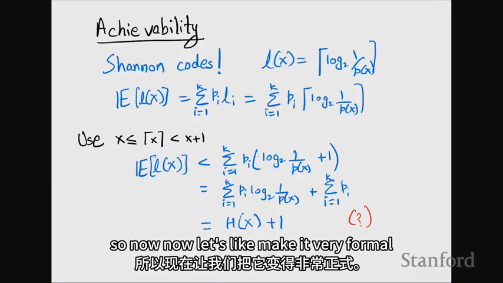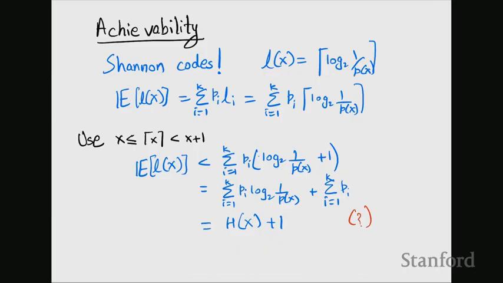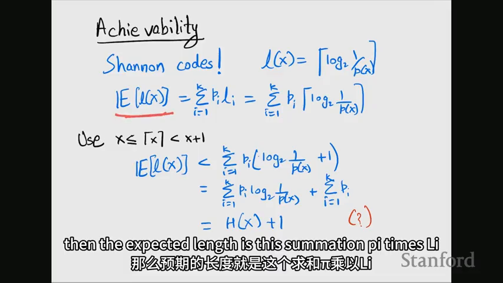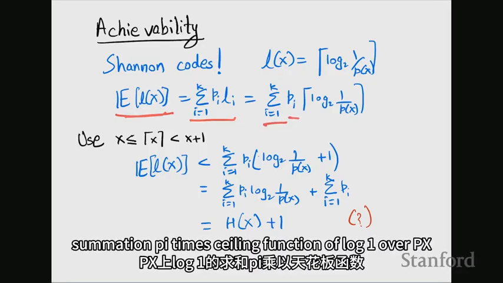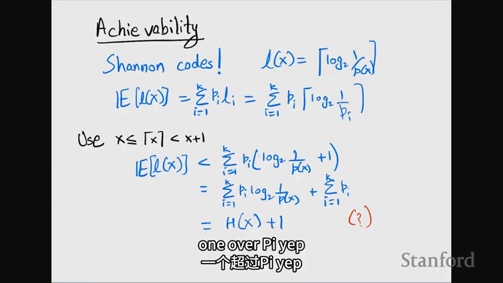So now let's make it very formal. If you have lengths equal to ceiling of log 1 over px, then the expected length is the summation of pi times li, which is the summation of pi times the ceiling function of log 1 over pi.